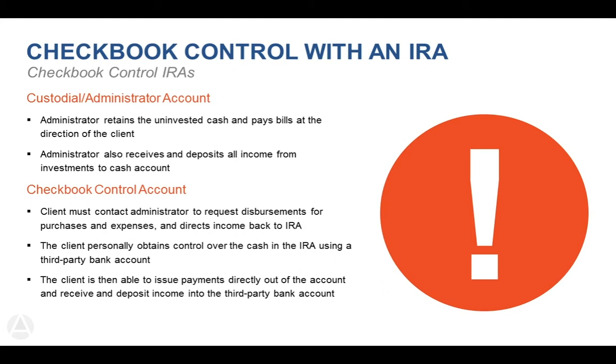There's a pervasive sentiment that, oh, if you don't use checkbook control, you submit something and it takes them a week to pay things. It's just not true. You got to understand that things get done quickly. We try to make it as easy as possible, so that clients can directly use our service without feeling they're forced into a checkbook control type situation. But they do work really well for certain types of things. In a checkbook control account, the client personally obtains control over the cash in the IRA using the bank account they set up for the LLC or the trust, and the client is able to directly issue payments out of the account, and they receive all the deposits directly into that bank account as well.